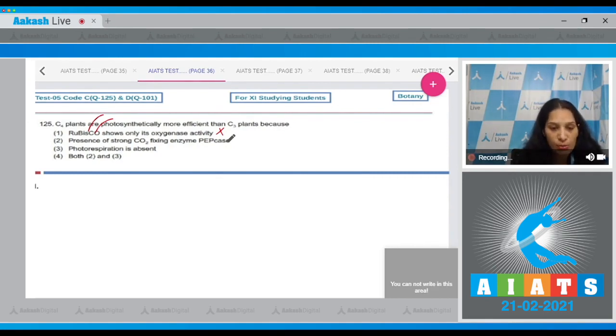Yes, in case of C4 plants, there is a strong CO2 fixing enzyme called the PEPase, which has higher affinity for CO2. Photorespiration is absent. Yes, this is one of the reasons. So the correct option for the given question is option number 4. Let's move to the next question.